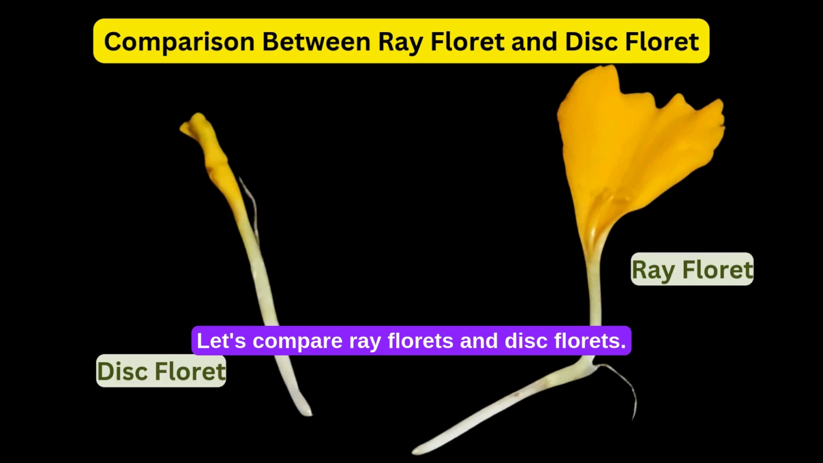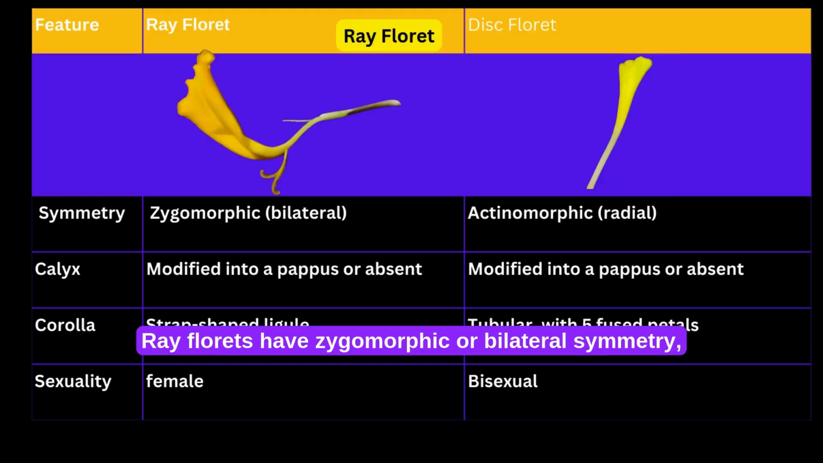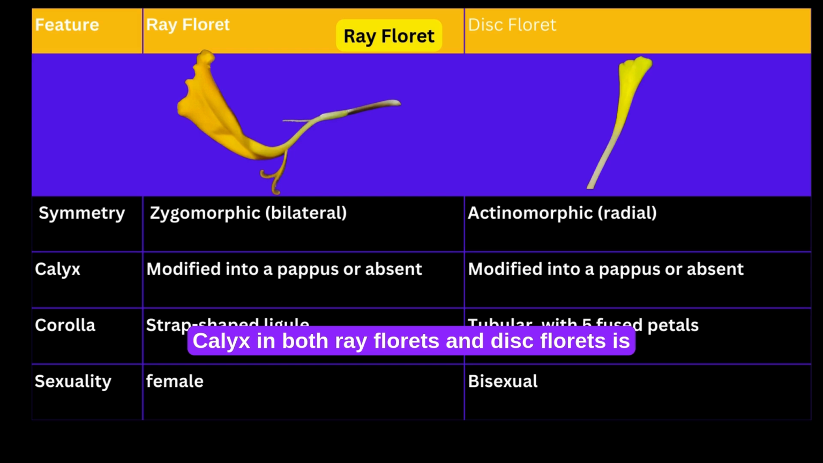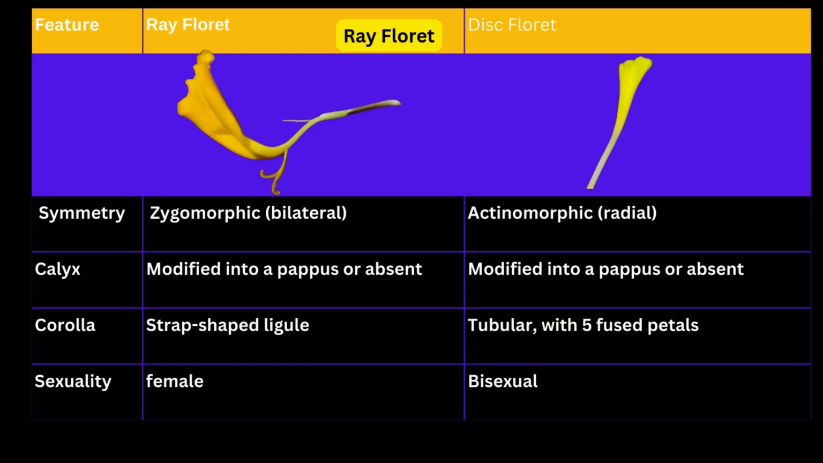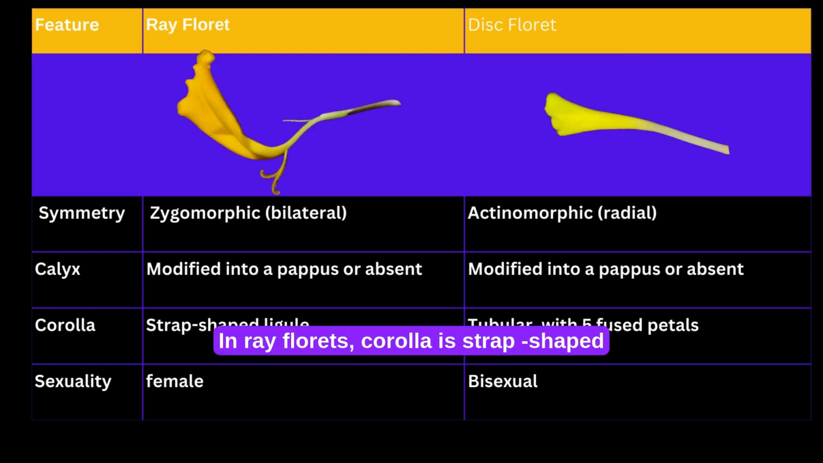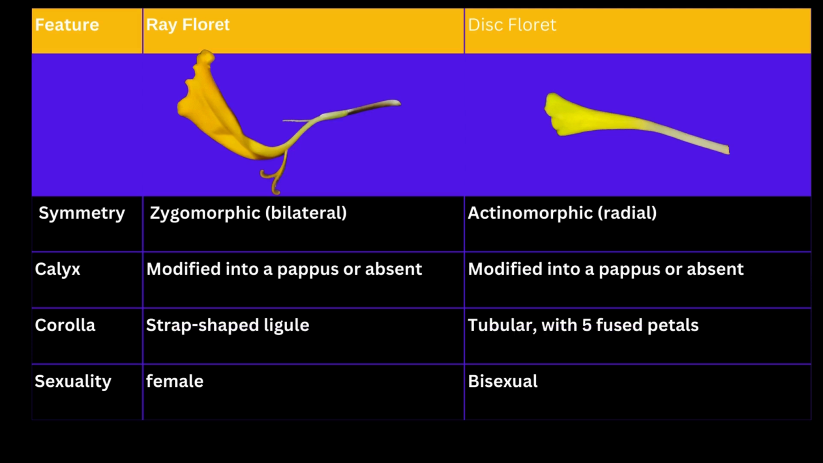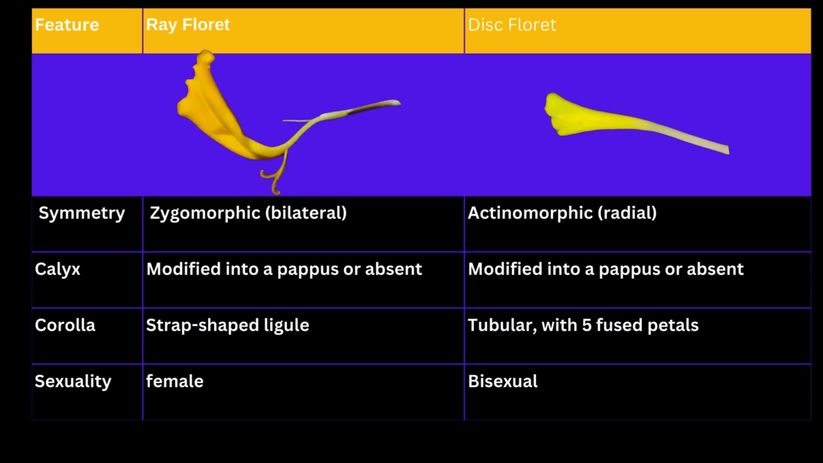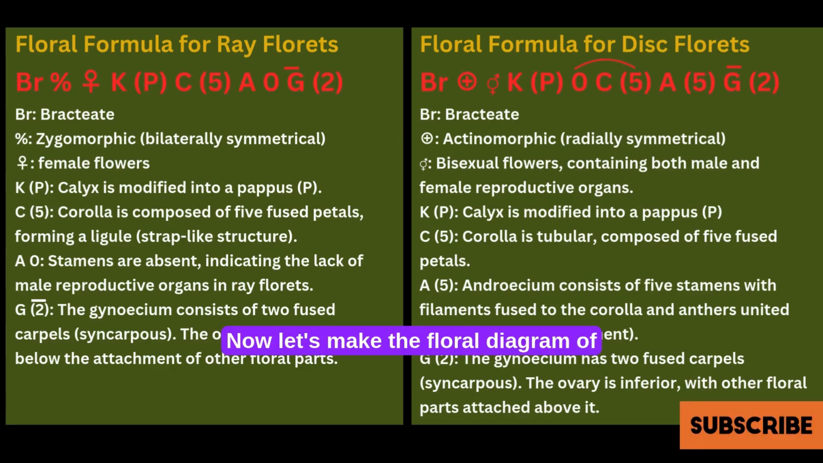Let's compare ray florets and disc florets. Ray florets have zygomorphic or bilateral symmetry, while disc florets are actinomorphic or radial. Calyx in both ray florets and disc florets is modified into pappus. In ray florets, corolla is a strap-shaped ligule, while in disc florets, it's tubular with 5 fused petals. Ray florets are unisexual, while disc florets are bisexual. Now let's make the floral diagram of ray florets and disc florets.